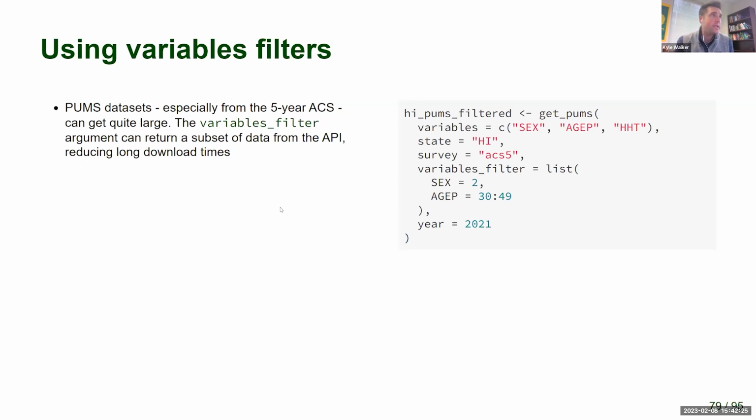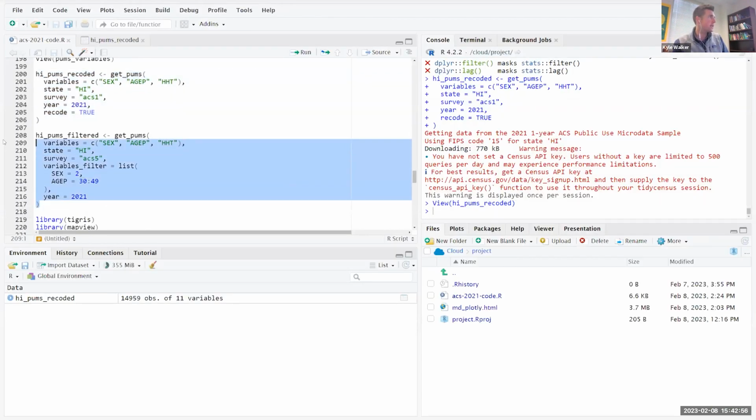So let's say I want 5-year ACS data for Hawaii for the same variables, but I only want data for females aged between 30 and 49. So I'm doing a specific demographic analysis. I specify as a list object the variables_filter, where sex should be 2, age, just give me back those ages between 30 and 39. And to show you how that works, I can run this.